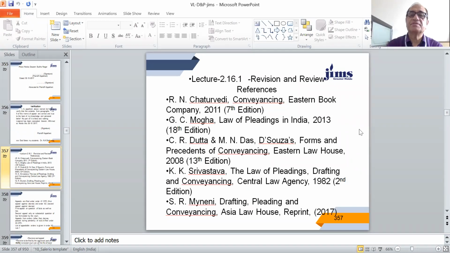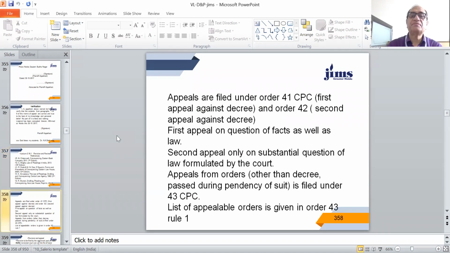Welcome back, dear students. Today we are going to take up another lecture relating to drafting of revision petition and review petition. Here are a few references before you, which we have discussed earlier also. So you can select any one of these books for learning how to draft revision and review petitions.